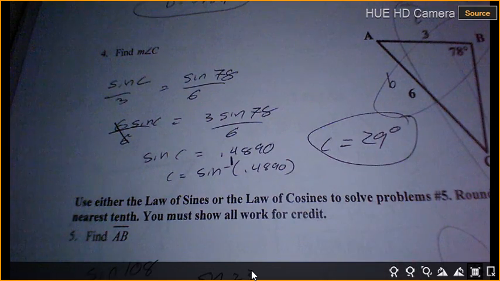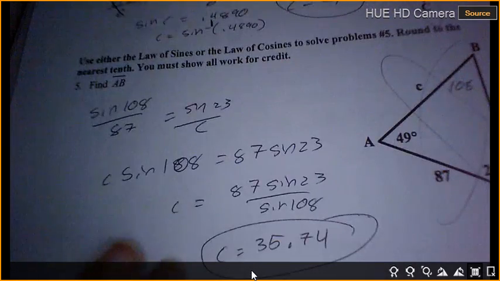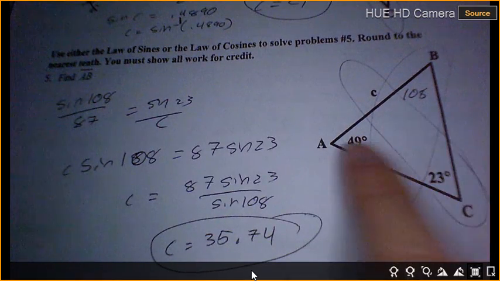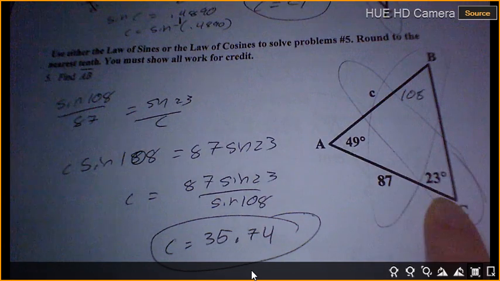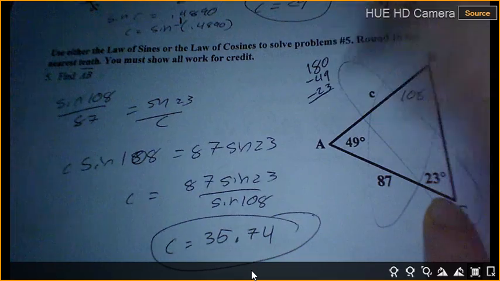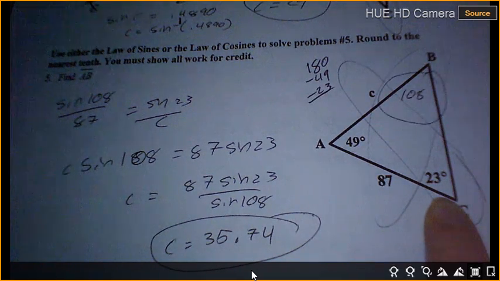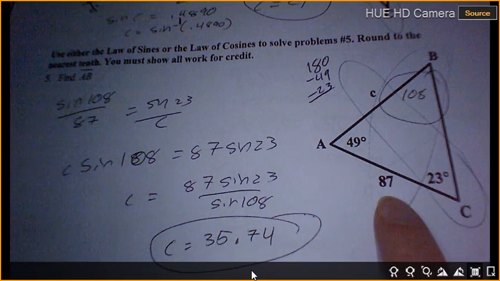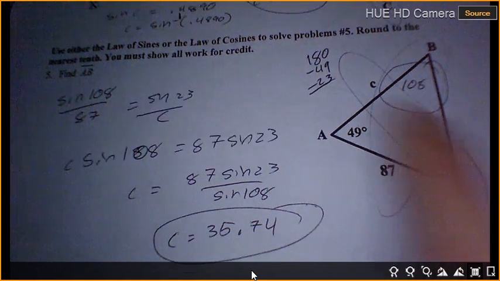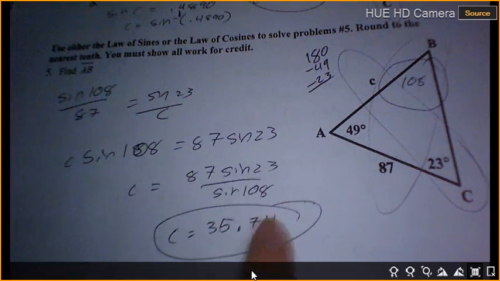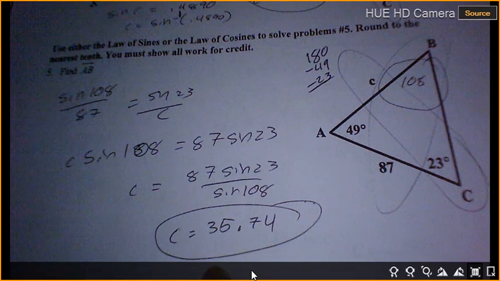Okay? Number 5, the first thing I notice is I can't do anything without the angle for B. So I go 180 minus 49 minus 23, and I get 108. Okay? Then I can use sine of 108 over 87 equals sine of 23 over C. I cross multiply, I divide, and I get C is 35.74. Questions?